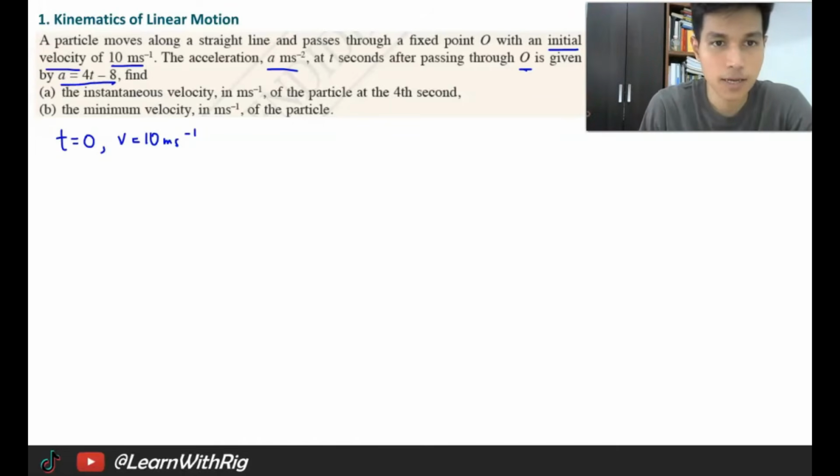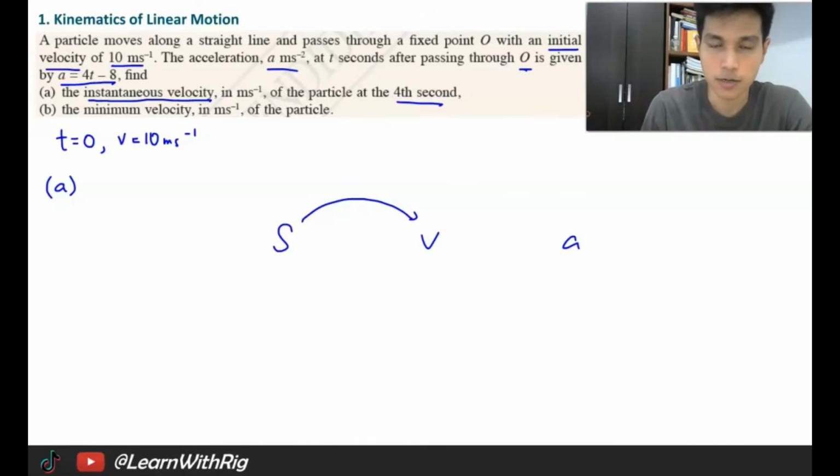So question A, they ask for instantaneous velocity when the particle is at 4th second. So first of all, they ask for instantaneous velocity, but you don't have what? You don't have the velocity function. So how do you find? You have to use the acceleration and you have to integrate. Okay, remember SVA.